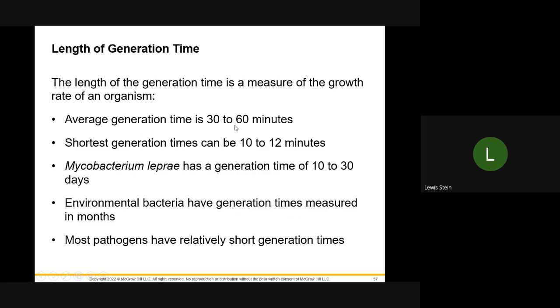So here they summarize that. Average time is 30 to 60 minutes, closer to 30, sometimes even shorter. The mycobacteria, tuberculosis and leprosy, are very long. Those are not diseases that occur right away. Certain environmental bacteria have generation times in months. Most pathogens, disease causers, have relatively short generation times.